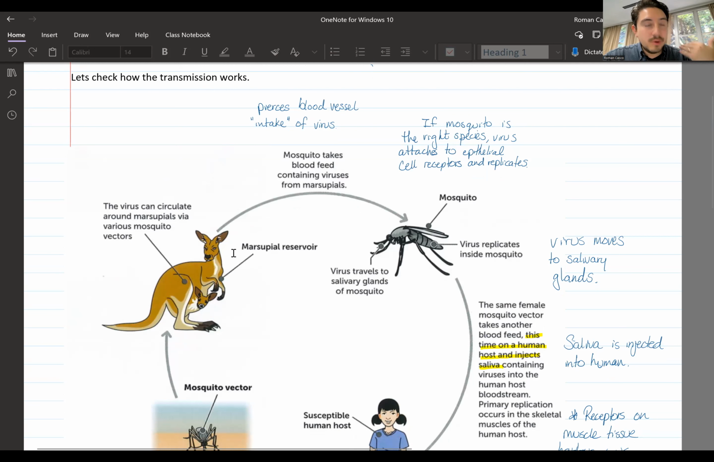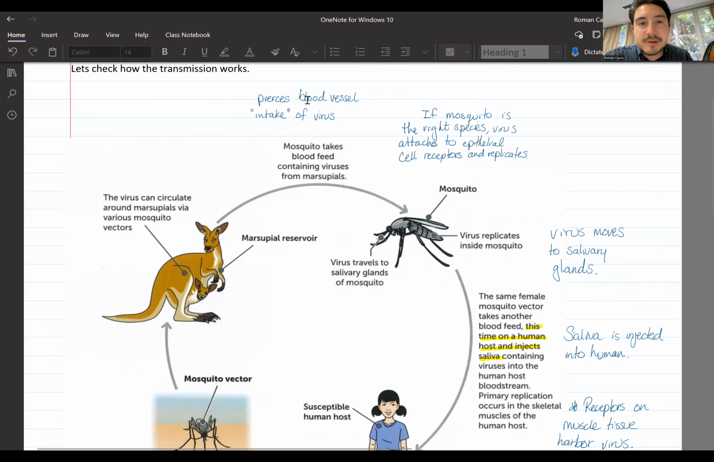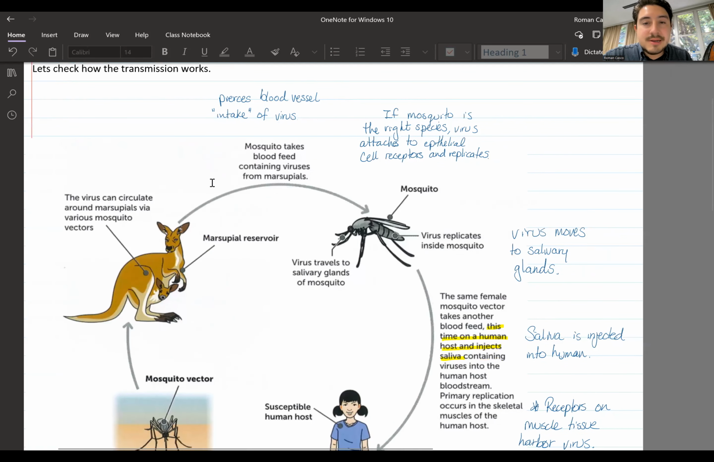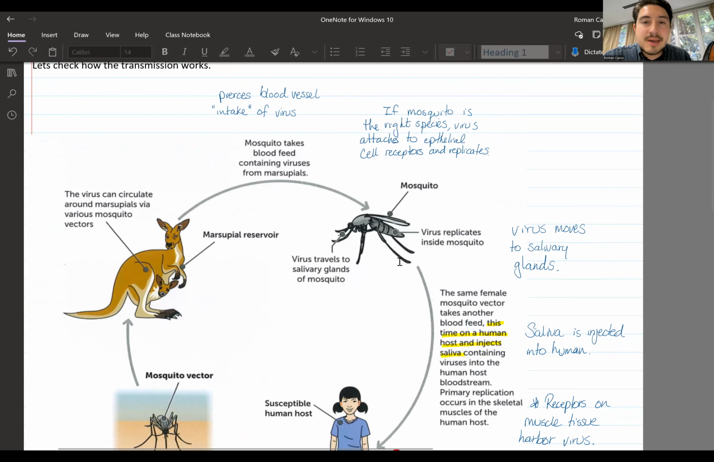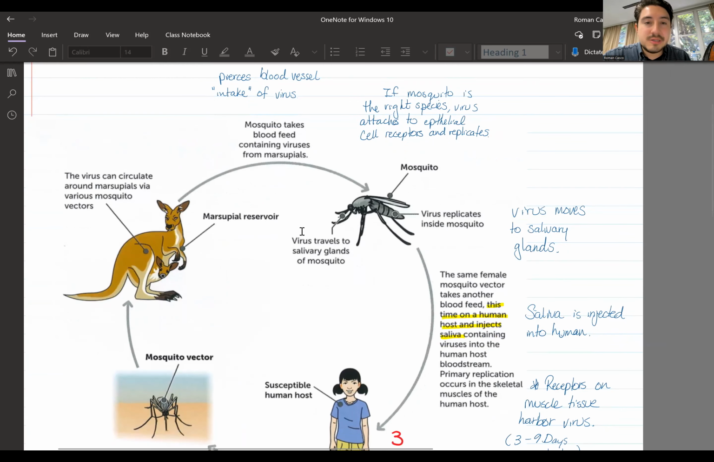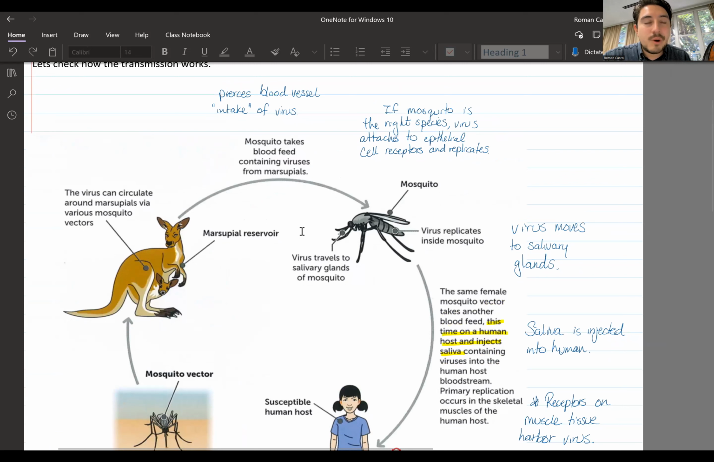coming in one direction from the marsupial, from the kangaroo into the mosquito. Okay, so there's a piercing of a blood vessel and intake of virus. Okay, and now the mosquito has acquired the virus, right? The Ross River virus. And if the mosquito is the right species, there's a compatibility, right?